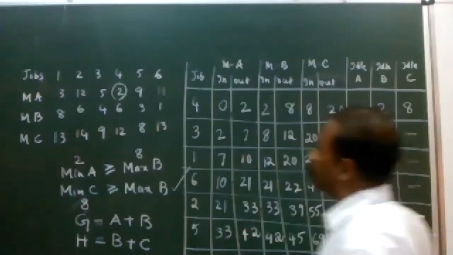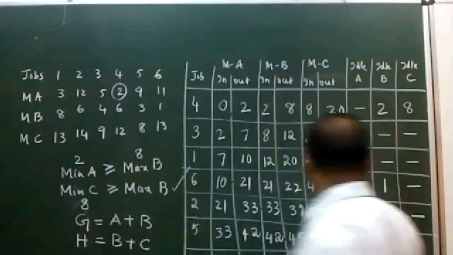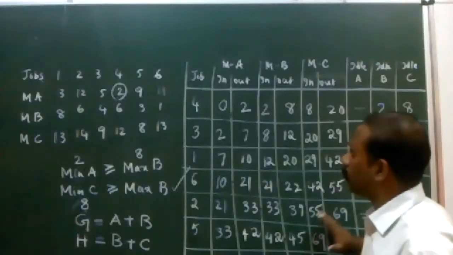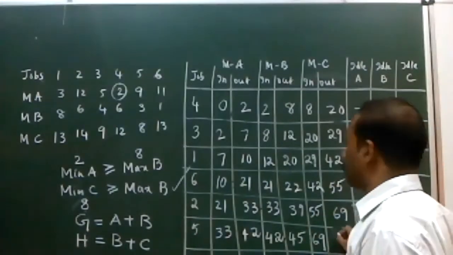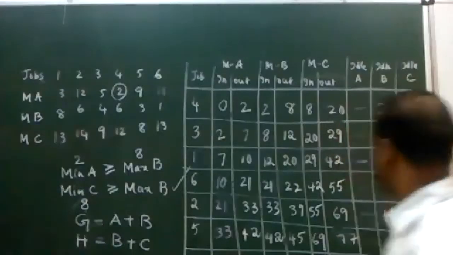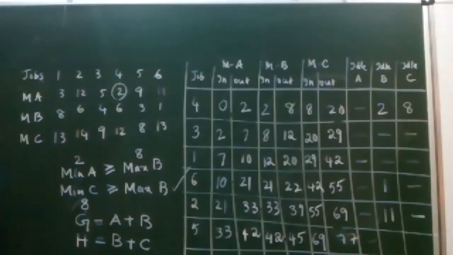77, sir. Machine C, last value. Oh, I'm sorry. It is job number 5, right? So 69 plus 8, how much do we get? 77. I saw job number 6, so 39 and 43. And here it is 0.